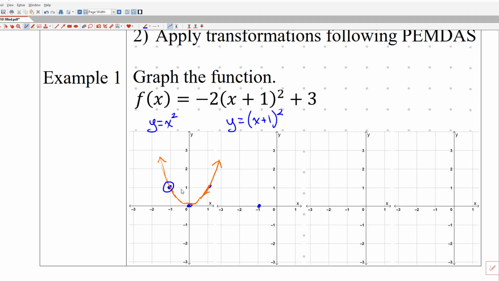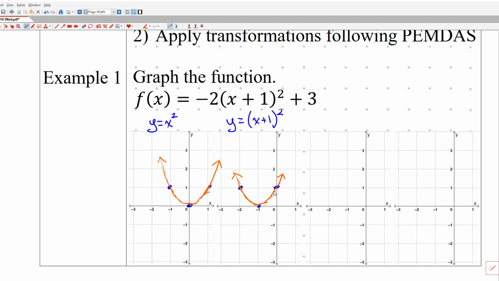And again, this point moves over to negative 2, 1. So this point up here comes to negative 2, 1. And there's my new parabola. And all that's happened is my parabola has been horizontally shifted to the left by 1 unit.